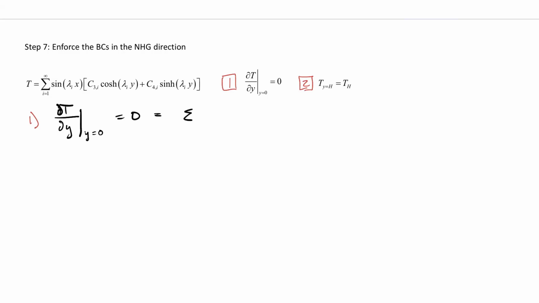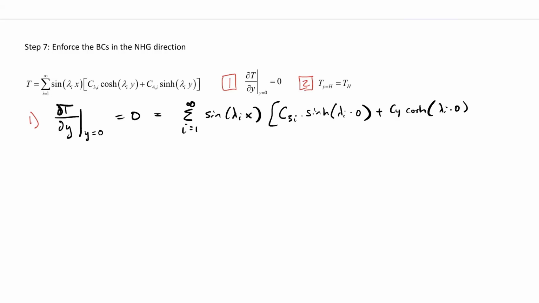So let's take the derivative. We have now still the sum of I equals 1 to infinity of, what's the partial derivative of that expression? What's the partial derivative of a function of x with respect to y? Just that function back, right? So we have sine of lambda I x. That doesn't change for the partial derivative. But then inside here we have C3I times sinh of lambda I times 0, right? We're evaluating this at y equals 0. Plus C4 times cosh of lambda I times 0. Okay, cosh of 0 is 1, and sinh of 0 is 0.